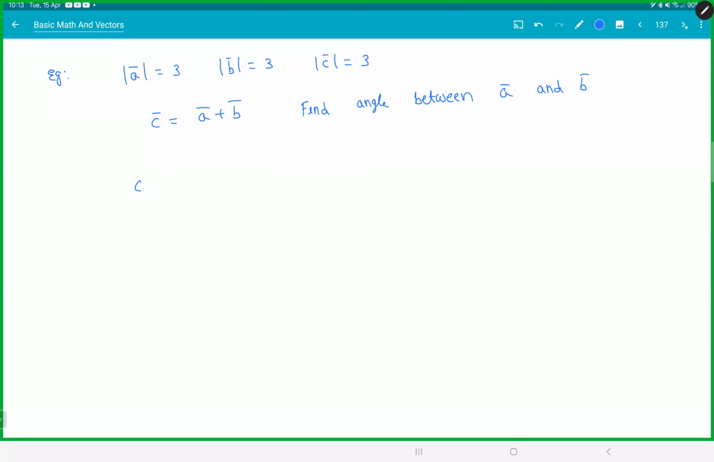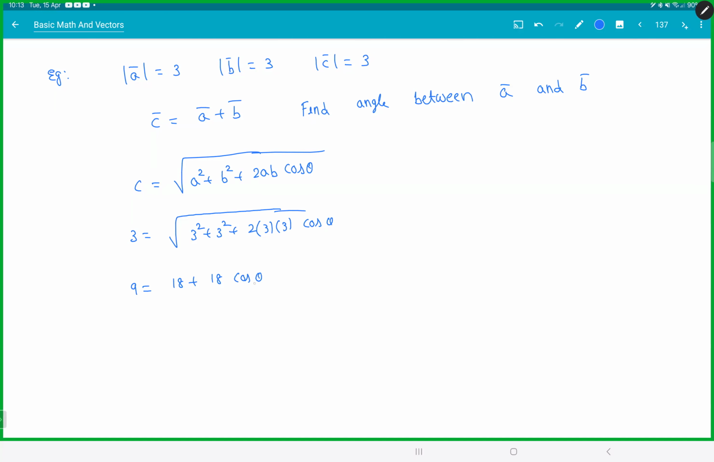Then what we do? C is equal to root over A square plus B square plus 2AB cos theta. Remember, theta is the angle between A bar and B bar. Substitute the values here. 3 is equal to root over 3 square plus 3 square plus 2 into 3 into 3 into cos theta. Square it on both sides. You will get 9 is equal to 18 plus 18 cos theta. Cos theta is equal to minus half. Theta is 120 degrees. Easy. So like this, if you give me the three sides, I can get you the angles.